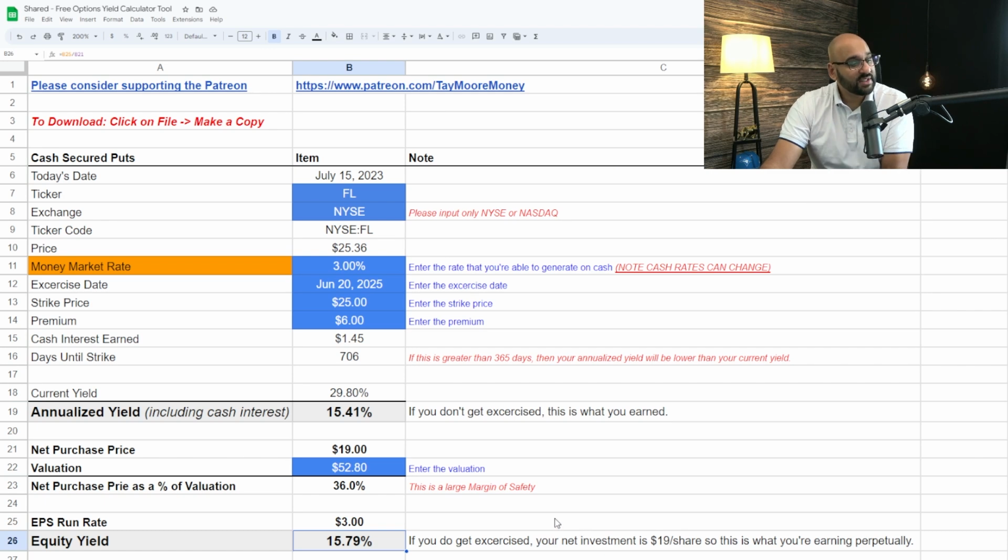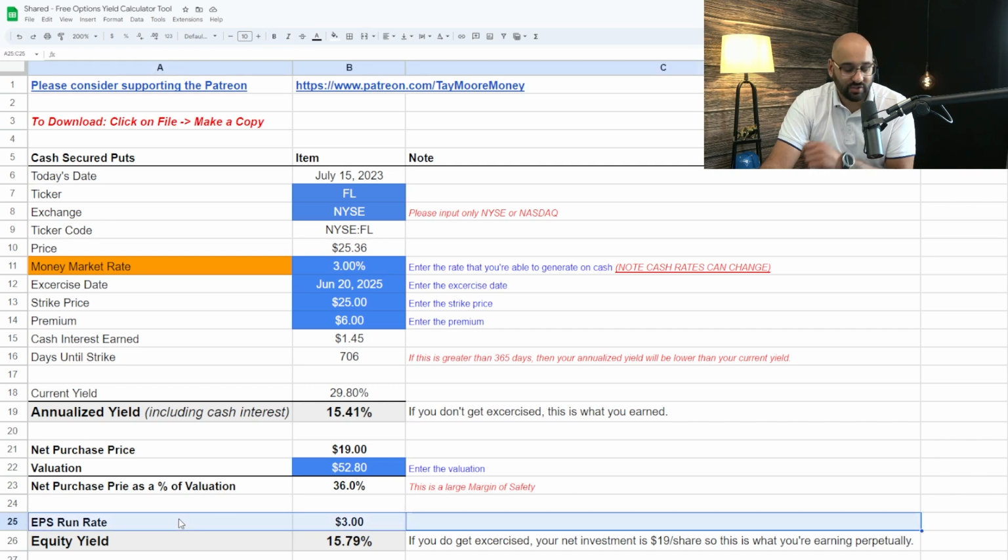And so this is what I mean when I originally said that you can even think of the net purchase as the earnings that you've earned from day one, if you assume that you're going to get exercised anyways. But the point that I'm making here is that here's how cash secured puts can become a win-win no matter what. Now, the one thing you have to be sure of, or as sure as reasonable, is the EPS run rate.